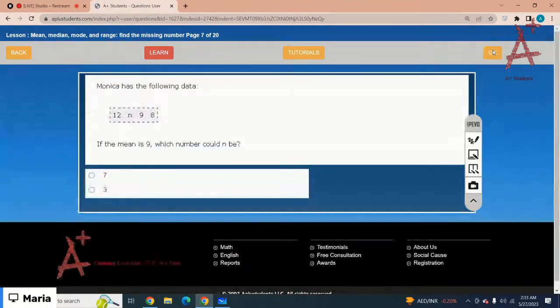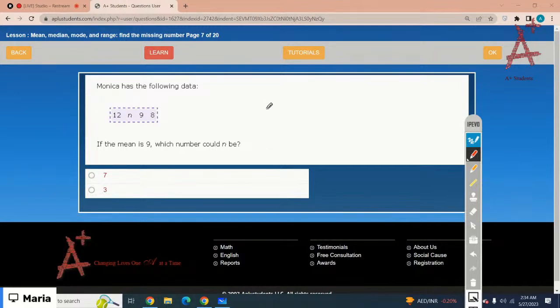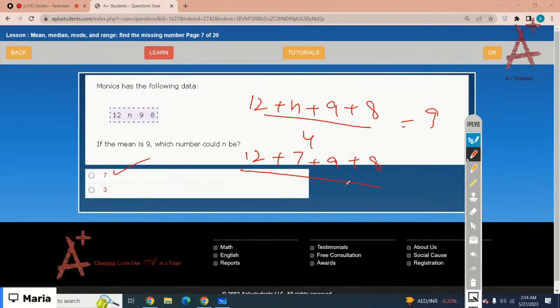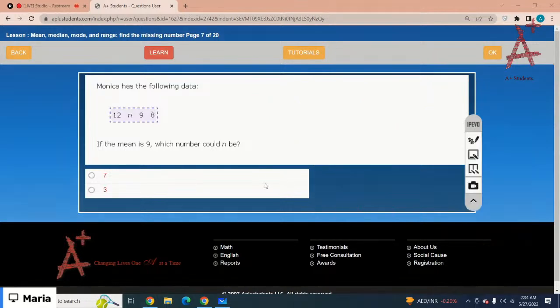Okay, Monica has following data. If the mean is 9, which number could n be? Mean you are given. The mean is 9. That's the same as the one we just did. Mean means you have to add them up, divide by the 4, and the value is 9. Let's just see if it is 7. 12 plus 7 plus 9 plus 8 over 4. Let's just add 12 plus 7 plus 9 plus 8. That would be 36. And 36 divided by 4 is 9. Yes, that means the missing number must be 7. Got it? So the missing number is 7.